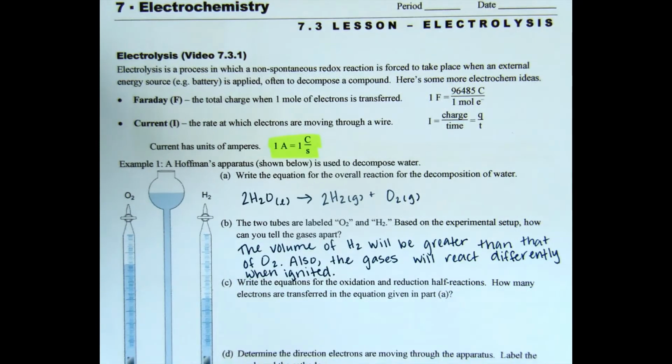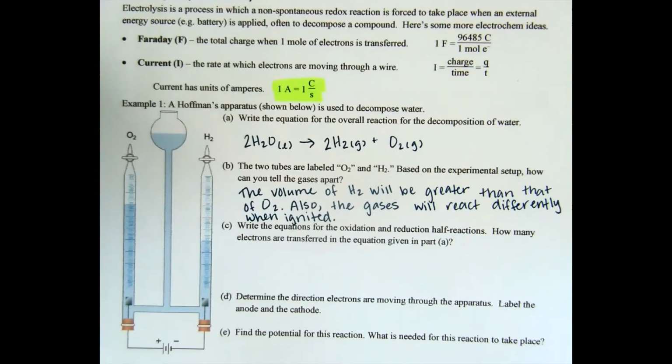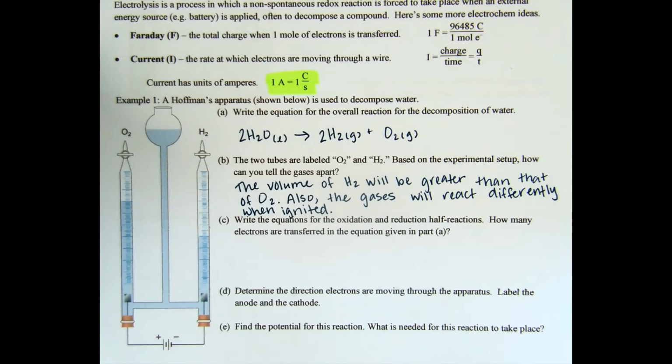Okay, part C. Write the equations for the oxidation and reduction half reactions. For this one, make sure you balance it. Make sure you have the electrons the same on both sides. Take a second and try to write the reactions for oxidation and reduction, and then let me know how many electrons are transferred. Then come back and check your work.